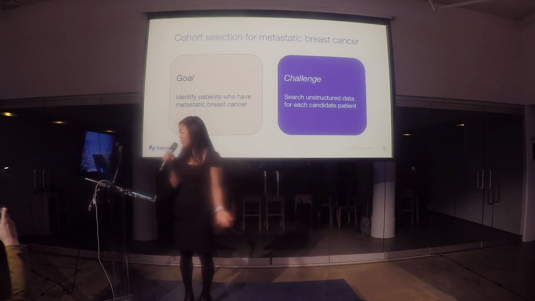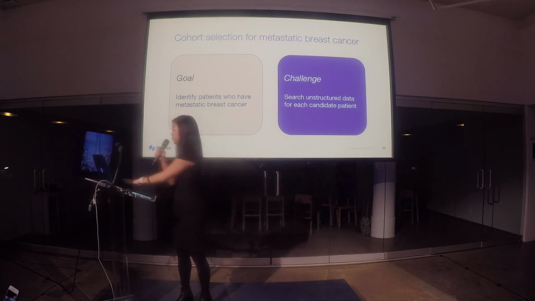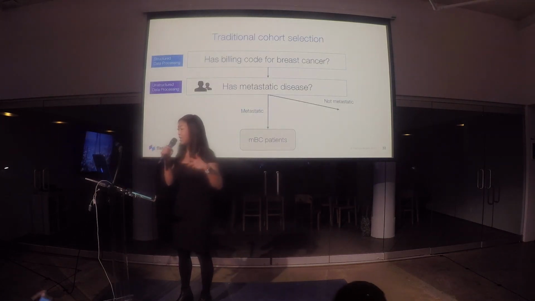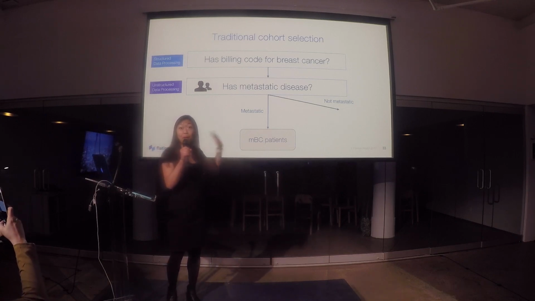And so the big challenge is we have to search unstructured data for each candidate patient. So we first have to find which patients might have breast cancer, then you have to figure out whether or not they have metastatic breast cancer. And so the information flow to do this is outlined here. So this is what cohort selection looks like without machine learning.